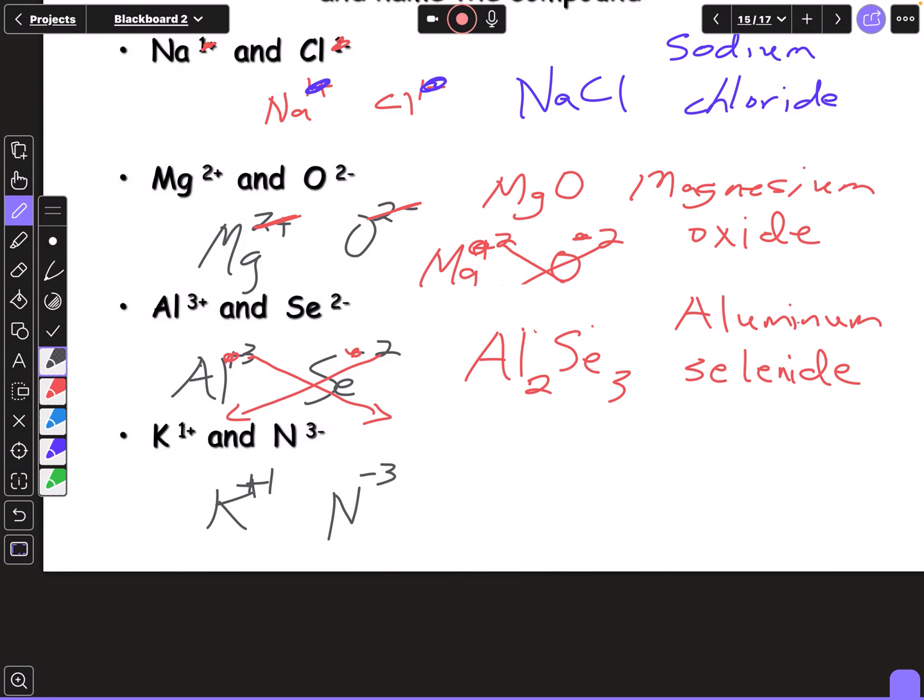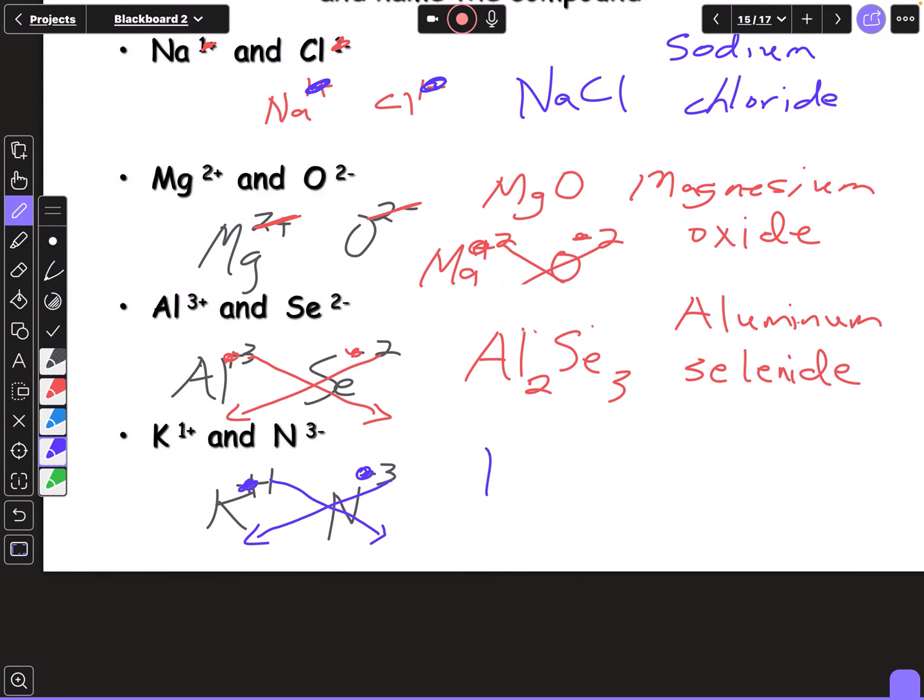Now, if I add up positive 1 and negative 3, that does not equal 0. That equals negative 2. So I'm going to have to cross my charges. So I bring the 1 down here. And remember, I do not bring the positive down. Can't have, and I bring the 3 down here. I do not bring the negative there because you cannot have negative 3 atoms. Because when I bring the numbers down, they no longer tell me charges, they tell me the number of atoms of each thing that I need.